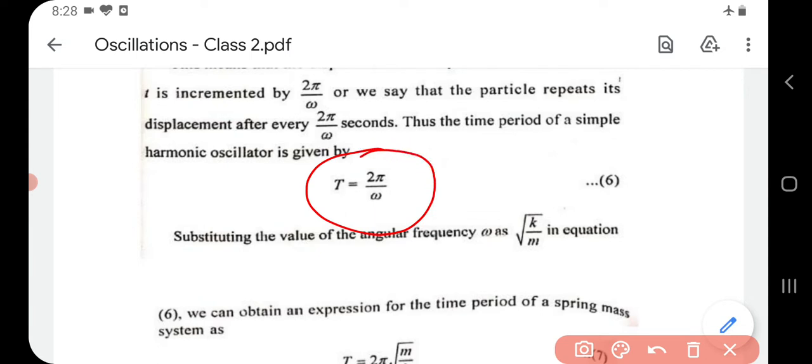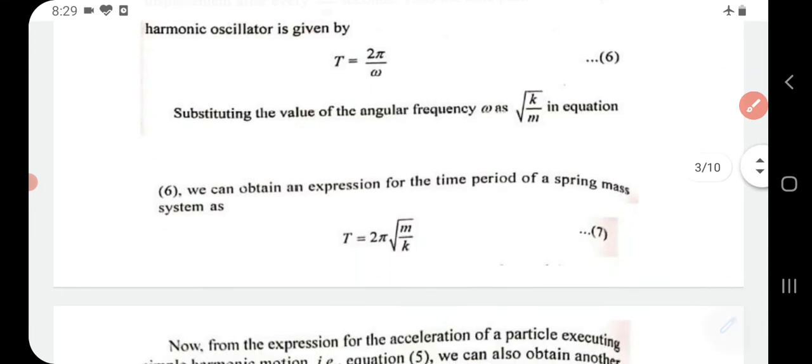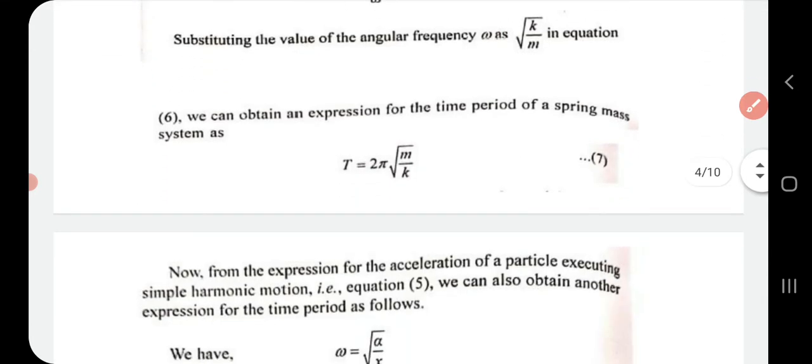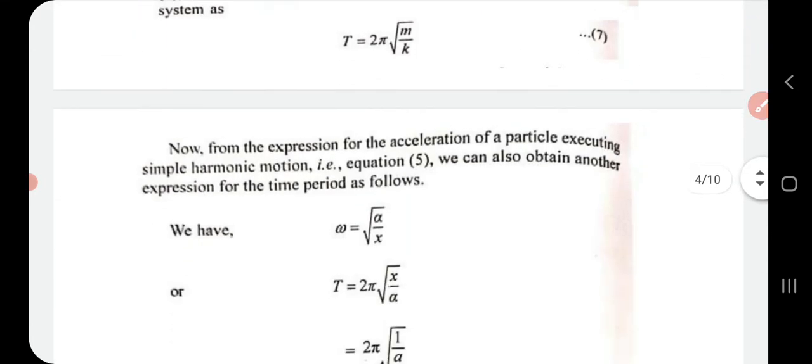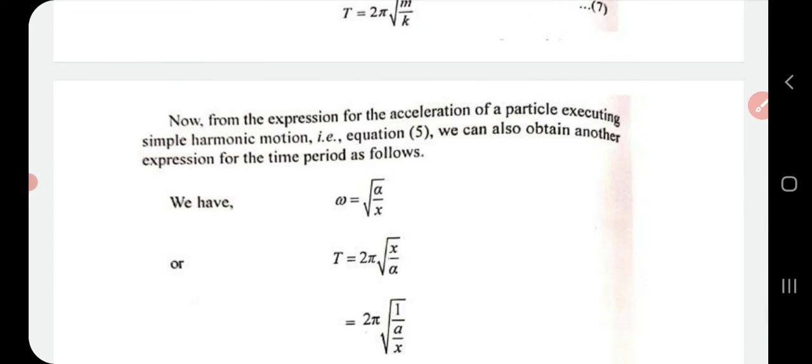Now in place of this omega, which is the angular frequency, you just substitute the value root k by m in this equation. So what will T look like? T will be 2 pi by root of k by m, which is nothing but T equal to 2 pi root of m by k. Equation 7.